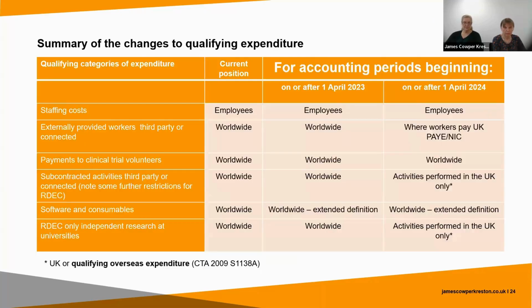Next slide, please. And again, we've got an overview slide here, which shows you the current position that we talked about in part one, and then those changes affecting accounting periods beginning on or after the 1st of April 2023. The key change there being the extension to the definition of software, and on or after the 1st of April 2024, where we'll be looking at subcontracted activities and externally provided worker activities where they are performed in the UK. So we'll be covering that in detail as well.